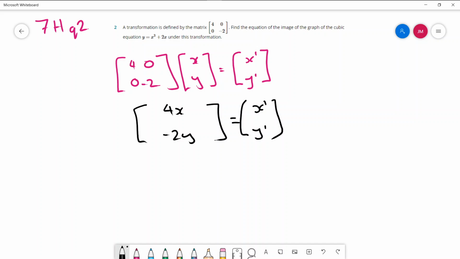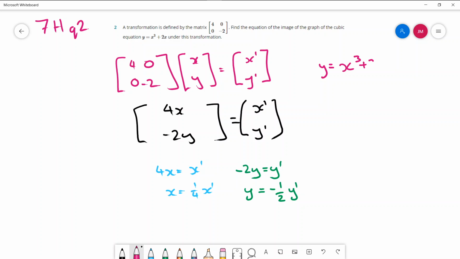So from here, we want to try and apply this to our image notation. If I've got the equation 4x equals the image of x, then rearranging to get x by itself, I get 1/4 of the image of x. And then for the y, I have negative 2y equals the image of y. So then I move the negative 2 across, I get negative 1/2 y dash.